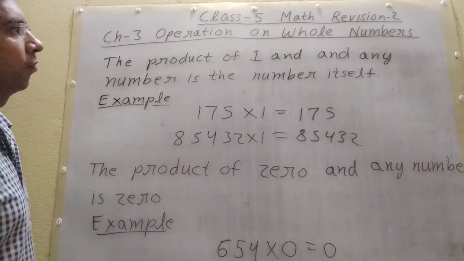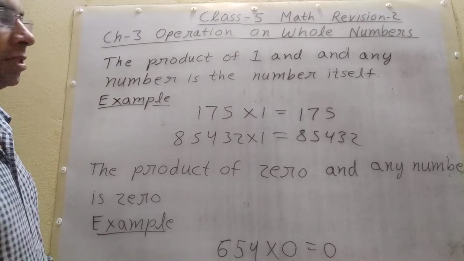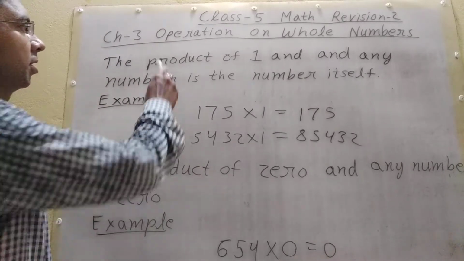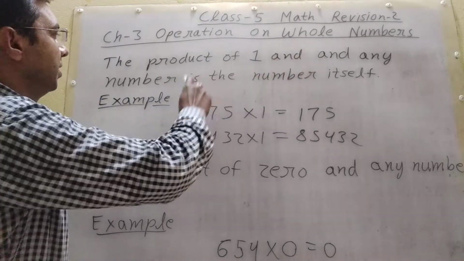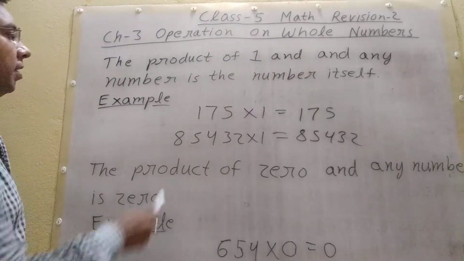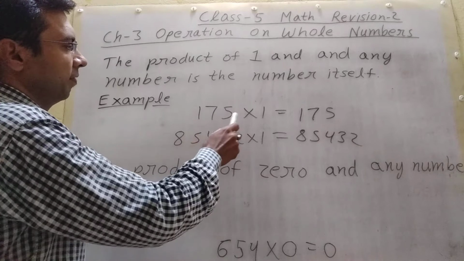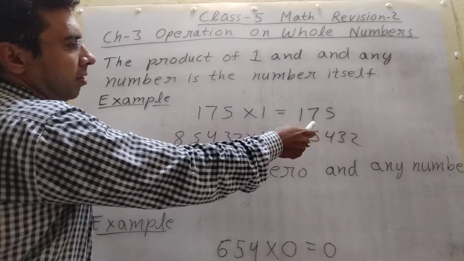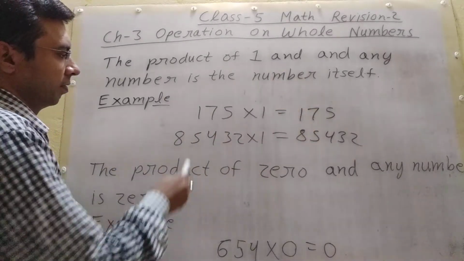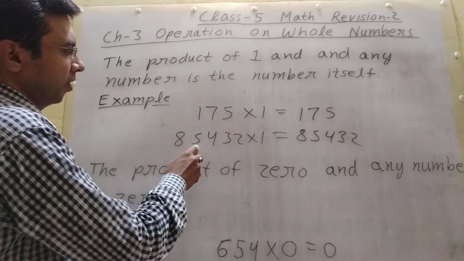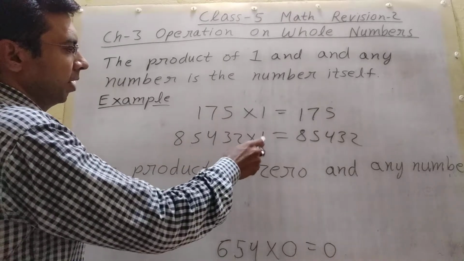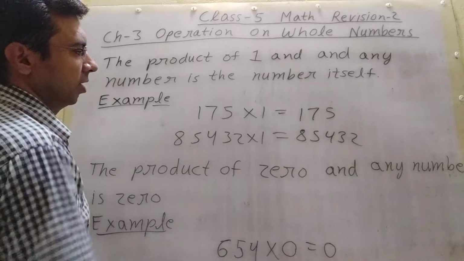The product of 1 and any number is the number itself. Example, 175 multiplied 1, result 175. Here 85,432 multiplied 1, 85,432.